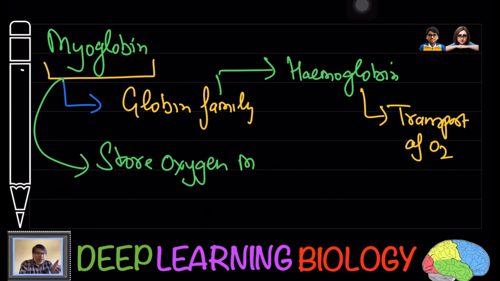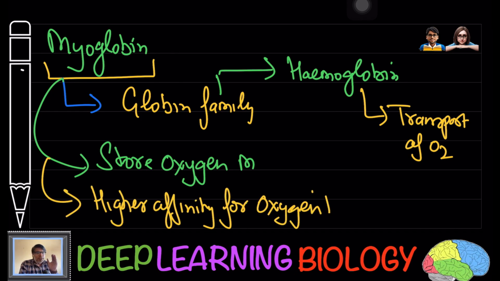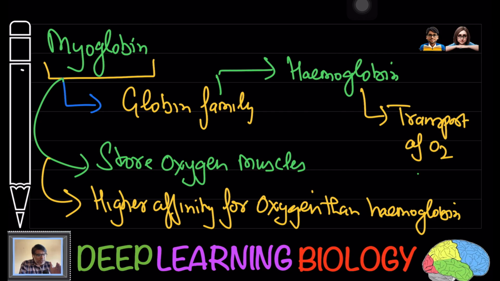Now, the function of myoglobin is to store oxygen. What is the function of hemoglobin? To transport oxygen. Keep in mind, the myoglobin protein is generally present in the muscles, and the function of this protein is to store oxygen.